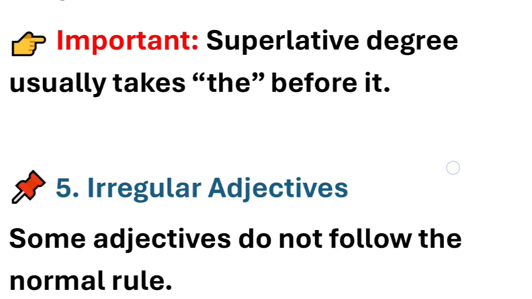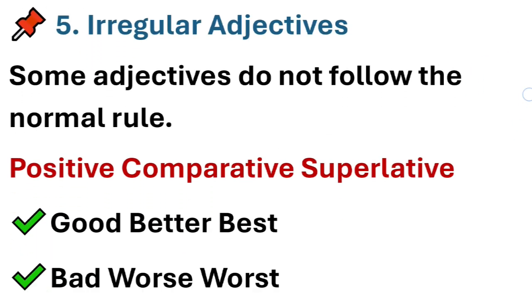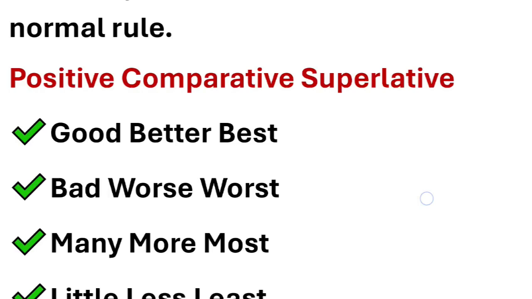Now we have another word which we use as adjective called irregular adjectives. Some adjectives do not follow the normal rule. They have a different word spoken altogether in comparative and superlative form. For example, good is a word. In comparative it becomes better, in superlative it becomes best. All the words are different. They are called irregular adjectives.